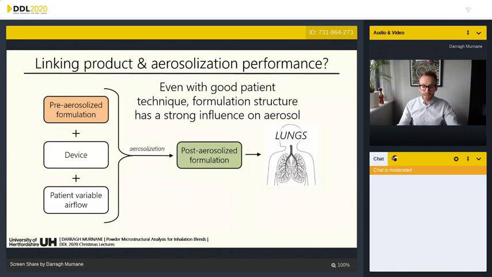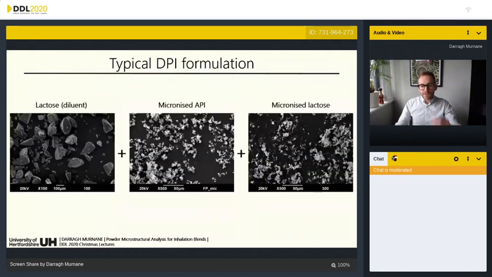important in this context. So if we think of a typical DPI formulation, then we can see that usually the majority of formulations are composed of a carrier or a diluent. Specifically, it's really a diluent included as a bulking agent, but serves as a carrier aid. So we'll have a large particle size diluent. We'll typically have micronized API, although we could have spray-dried API present as well.